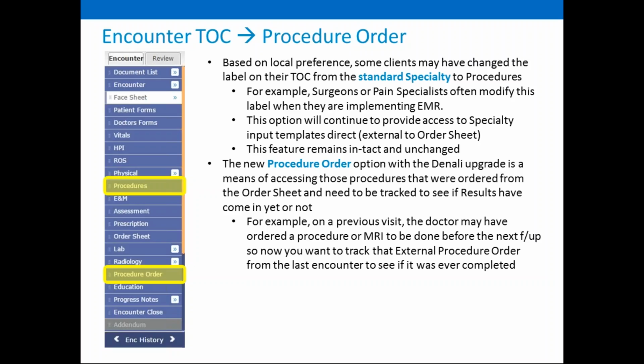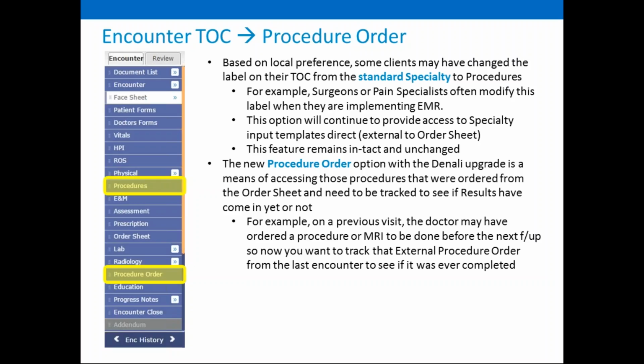Lower, I have one called Procedure Order. Procedure Order is the new one with the upgrade. Procedures is something that you may have already relabeled in your practice. During implementation, by default, your library will usually just say specialty, and then it mirrors the taxonomy of the doctor. Or if you're a pain management practice, you may have us rename it procedures, or pain management, or chiropractic, whatever. So that is something that doctors change.